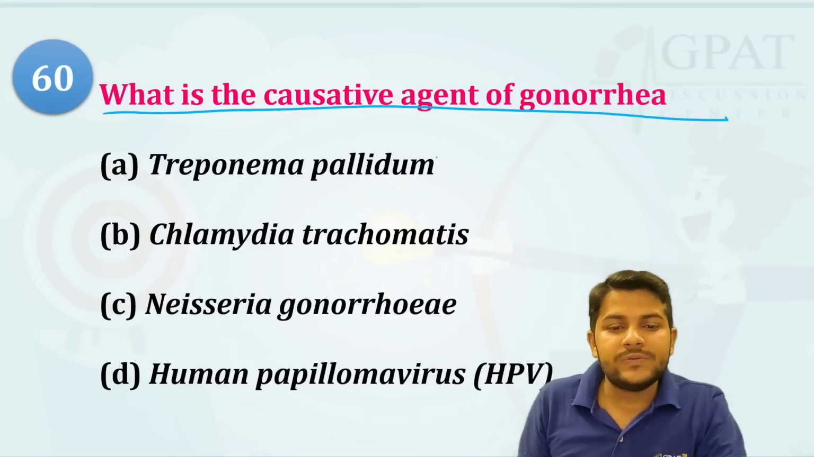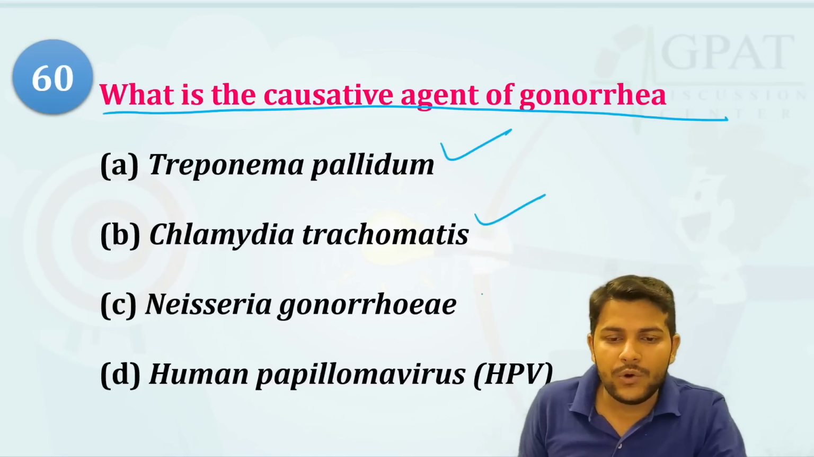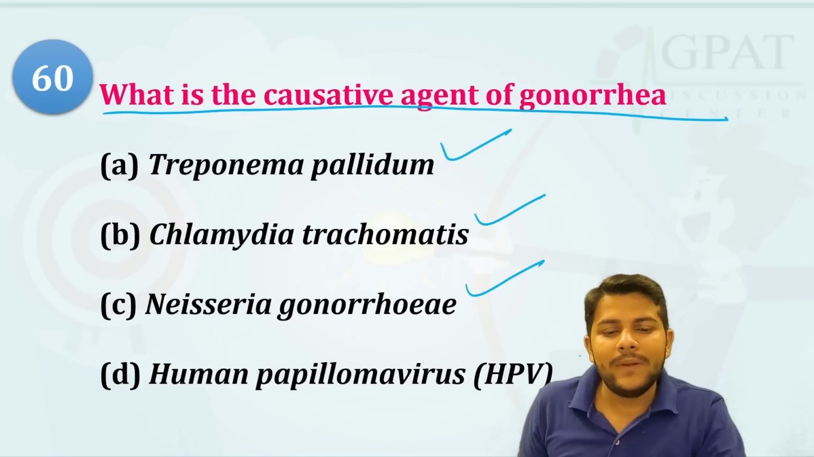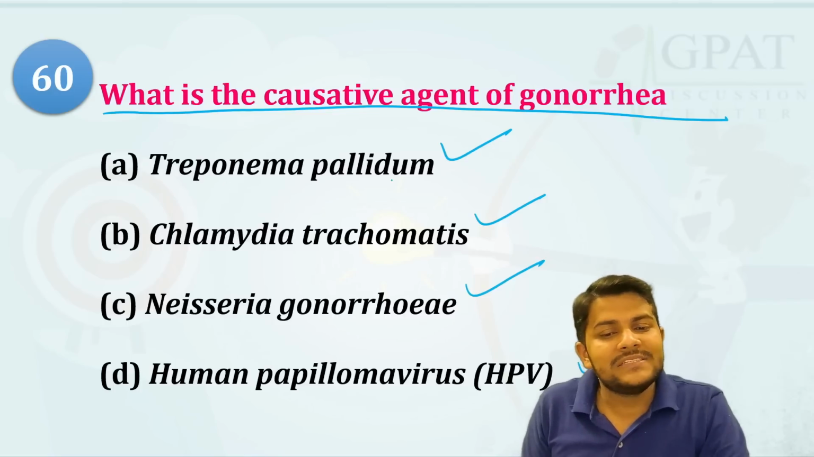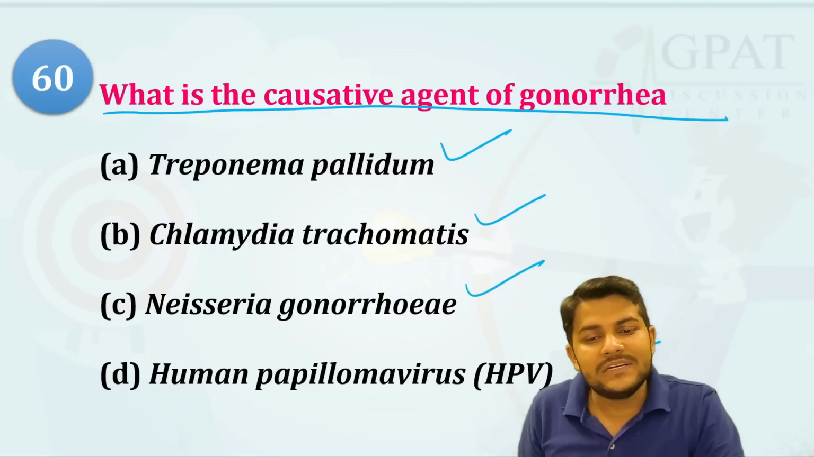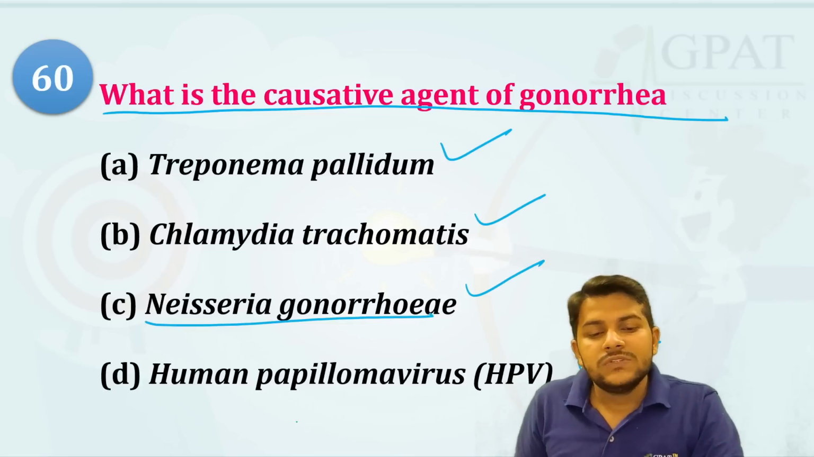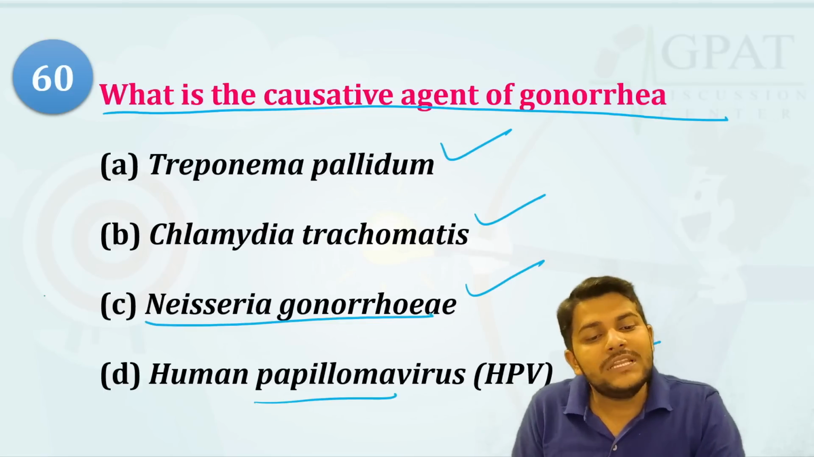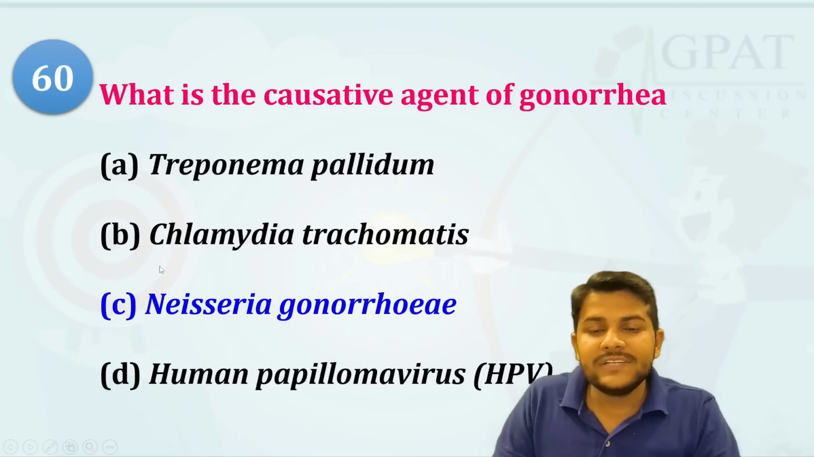Okay, you have the options: Treponema pallidum, next Chlamydia trachomatis, next Neisseria gonorrhoeae, and next the human papillomavirus. Got it? You know very well Treponema pallidum is syphilis, Chlamydia trachomatis is chlamydiasis, and human papillomavirus causes papillomavirus disease. So there is only one option, Neisseria gonorrhoeae. That is the causative agent of gonorrhea.